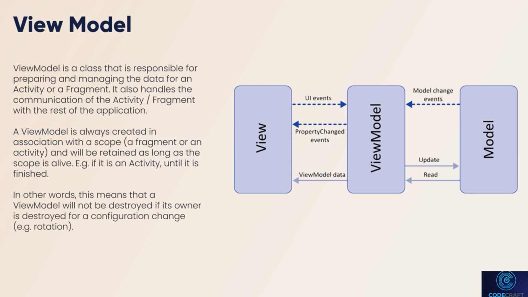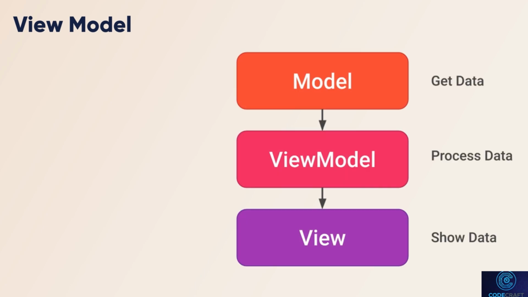In other words, this means that a view model will not be destroyed if its owner is destroyed for a configuration change, and the configuration change may be the rotation of the screen. Don't worry, I'll show you in a real example in this video how the configuration change happens.